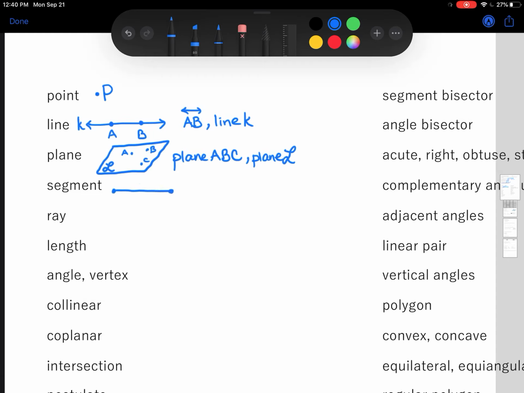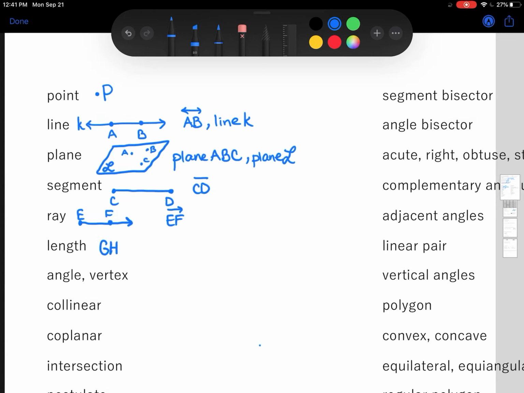The segment is just named by its endpoints and just has a bar on top. A ray, use the endpoint, and then any other point that's on the ray will work. Always the endpoint comes first with the one-sided arrow on top.